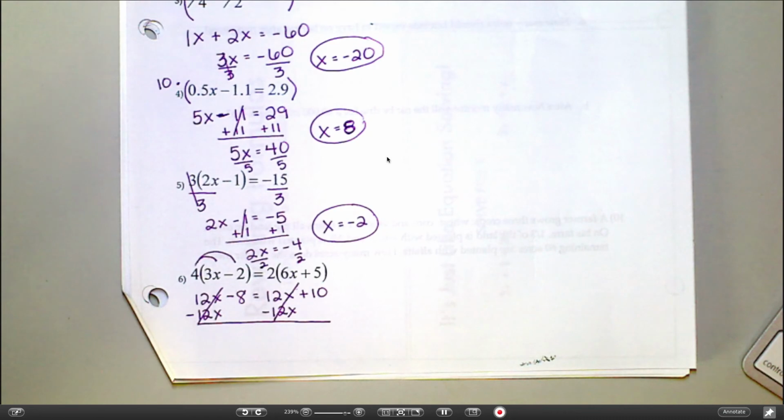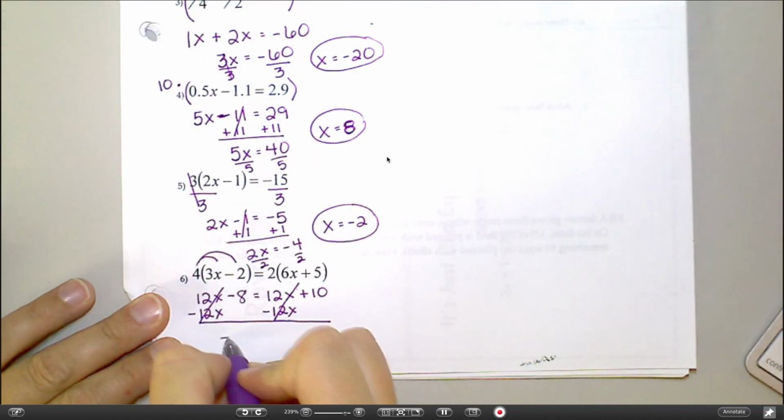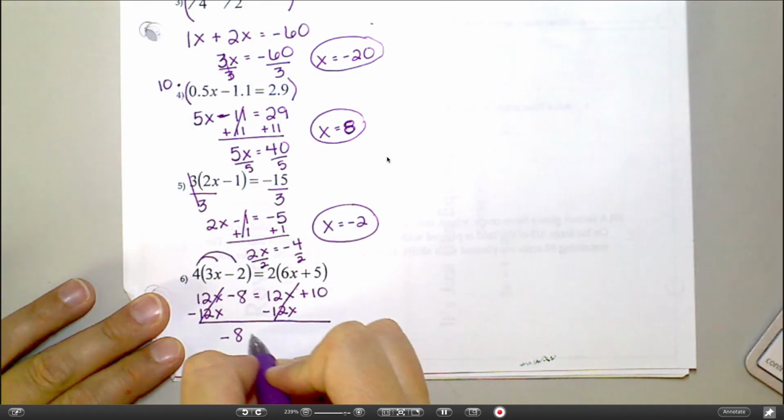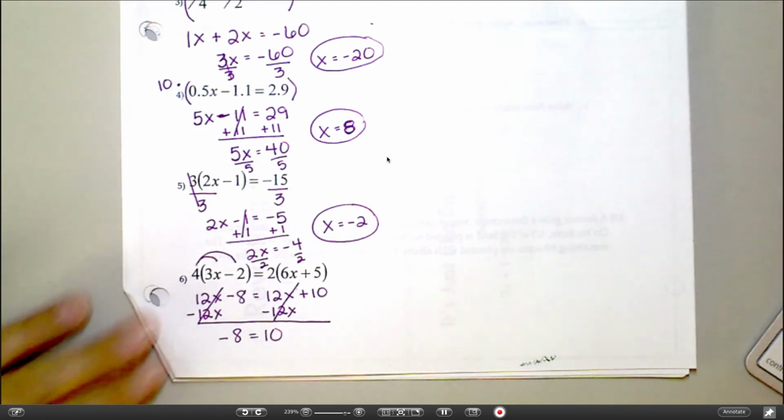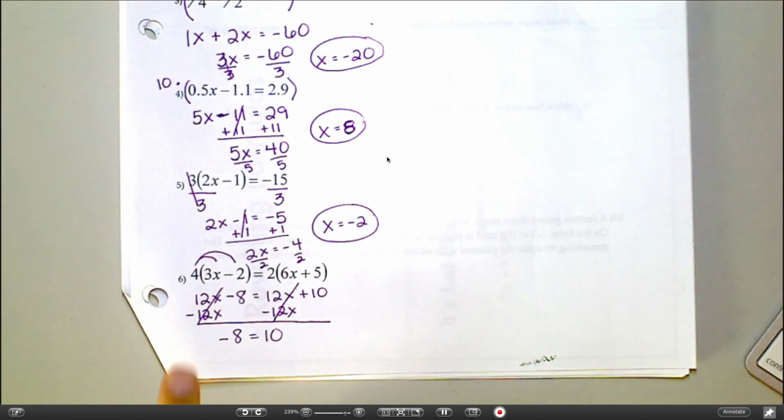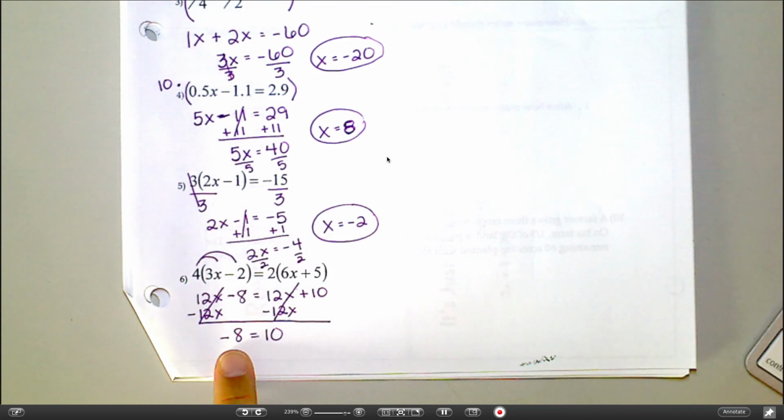That's weird. That doesn't happen very much. That shows negative 8 equals 10. For what values of x is this ever true? Never, right? There's no way that this could ever be true.